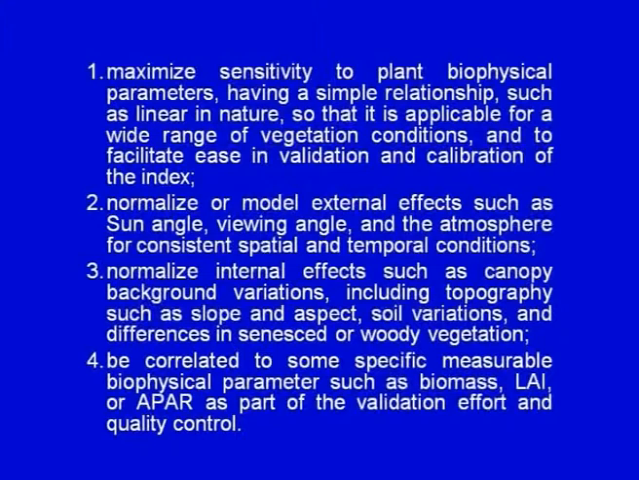Normalize or model external effects such as sun angle, viewing angle and the atmosphere for consistent spatial and temporal conditions. Vegetation indices tend to normalize the internal effects such as canopy background variations, including topography such as slope and aspect, soil variations and differences in senescence or woody vegetation. It can be correlated to some specific measurable biophysical parameter such as biomass, LAI or APAR as part of the validation effort and quality control.